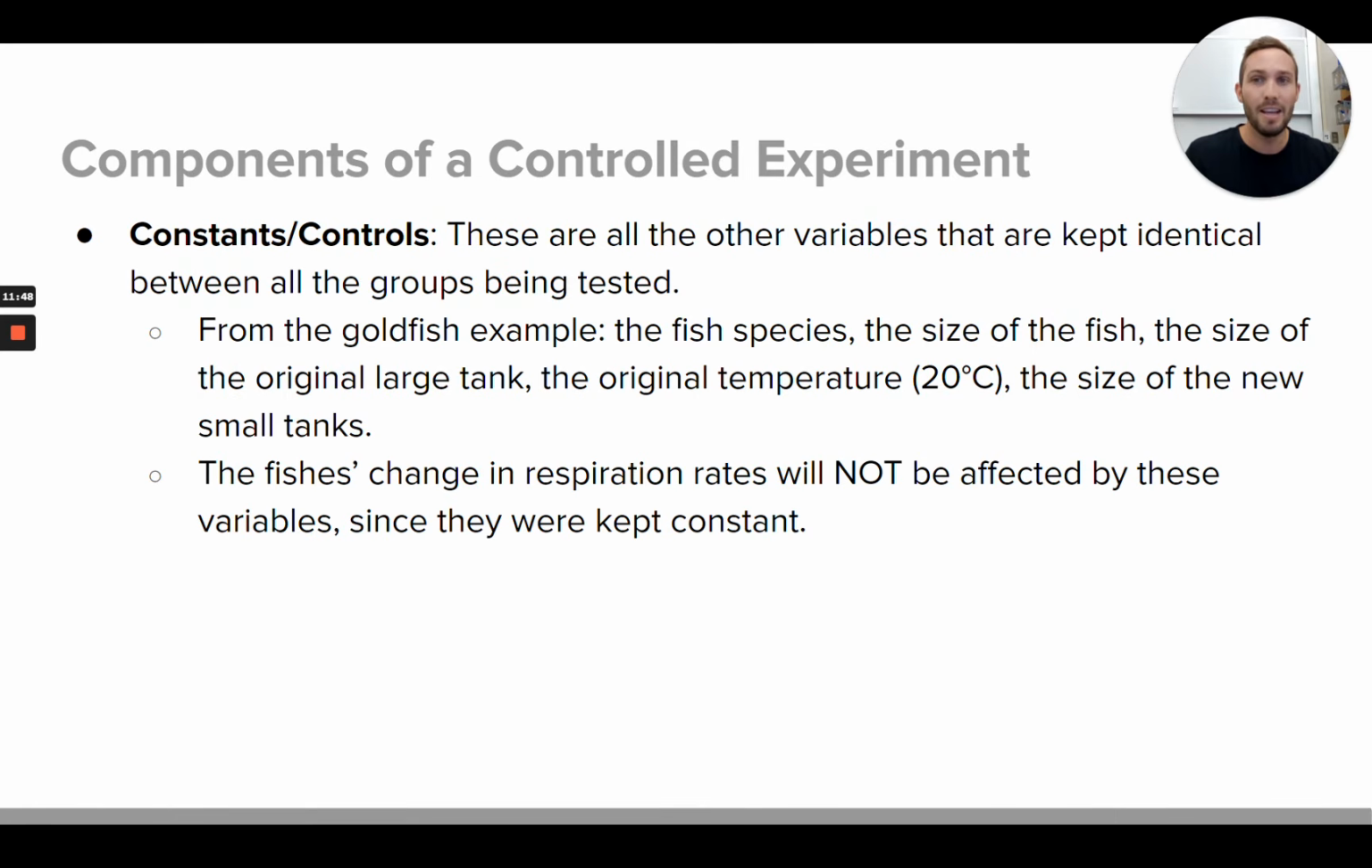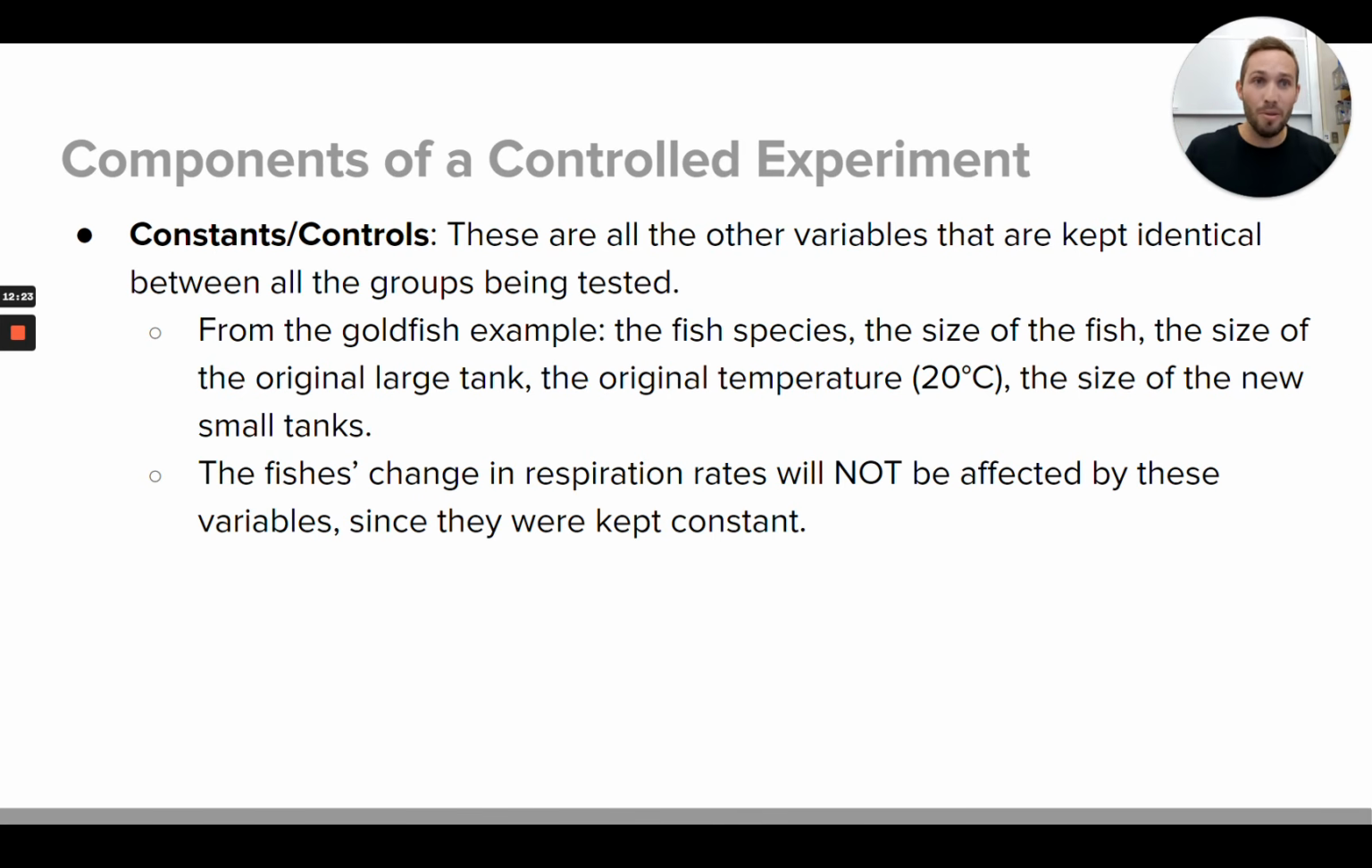That's the dependent variable. Now, there's things called constants or controls. They're kind of synonymous words. We also call them control variables. So we had independent variable, dependent variable, and then there's what we call control variables, or we just call them controls or constants for short. These are all the other variables that I purposefully kept identical between all the groups that I was testing. These are all the other things that I made sure were not different between my different groups of fish.